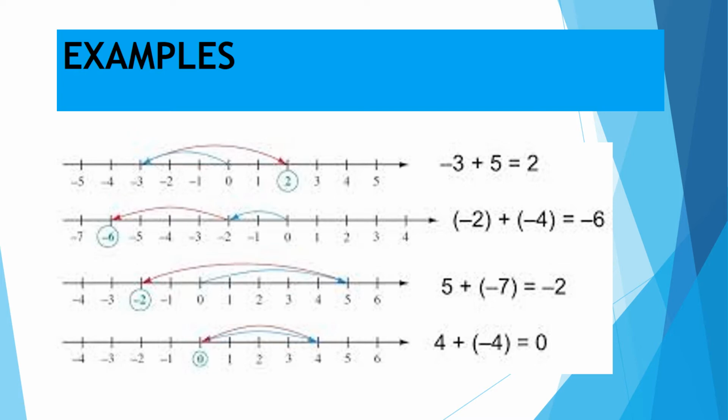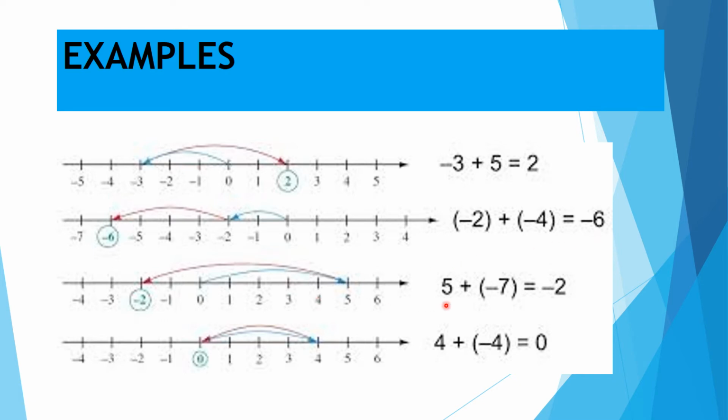Let me explain with pointer so you will understand better. See, here is minus 2. Now you are moving 4 steps to the left side. 1, 2, 3, 4. So where do we reach? We reach minus 6. So minus 2 plus minus 4 is minus 6.